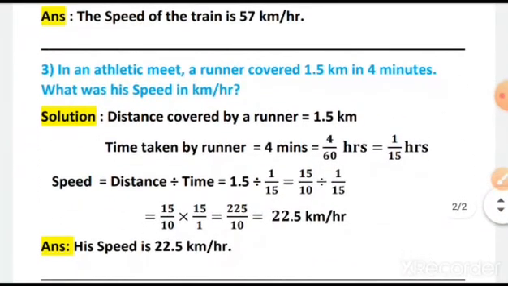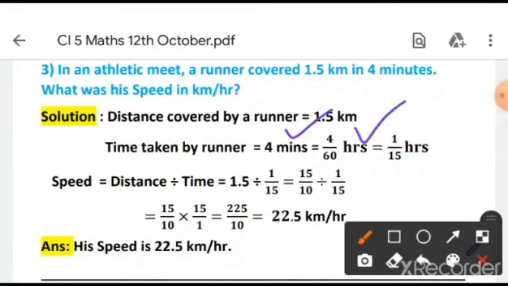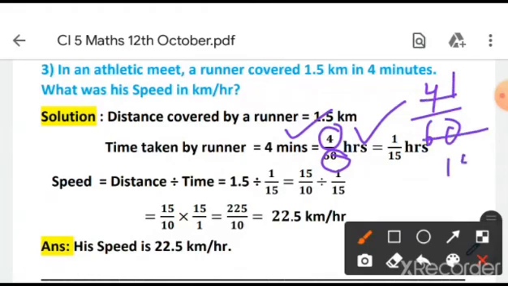Now next question. In an athletic meet, a runner covered 1.5 km in 4 minutes. What was the speed in kilometer per hour? So you are going to write distance covered by a runner equals 1.5 km. Time taken by the runner equals 4 minutes. So minutes to hours you are converting. So you are writing 4 by 60. That is, you divide 4 by 60. 4 1s are 4. Then 4 15s are 60. So you write 1 by 15 hours.